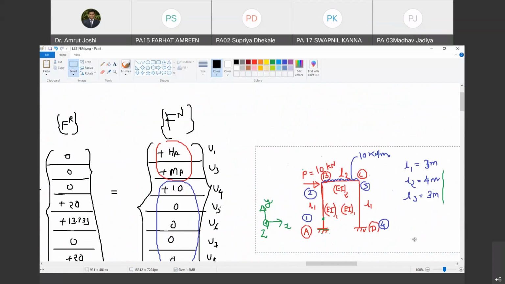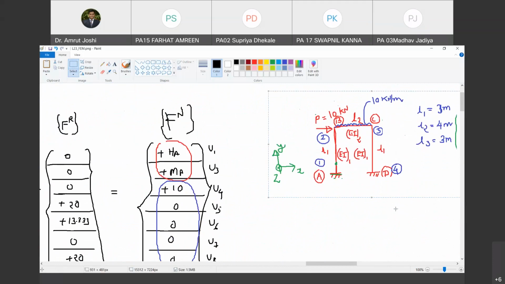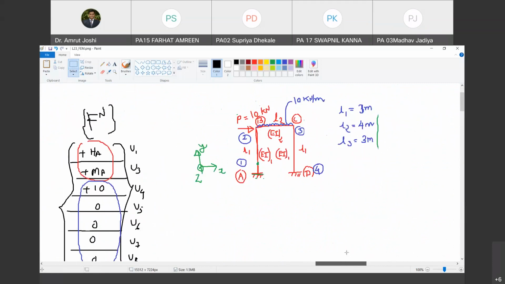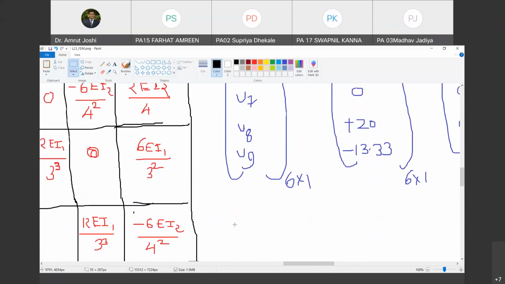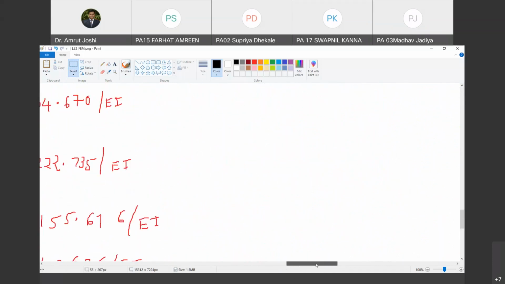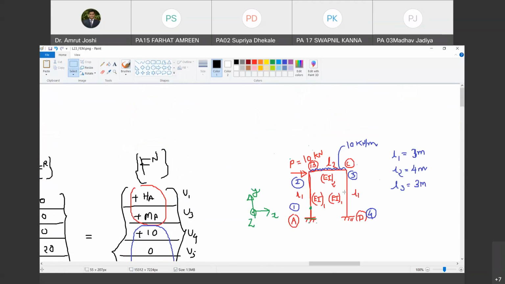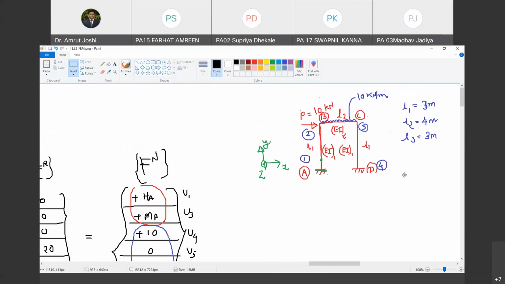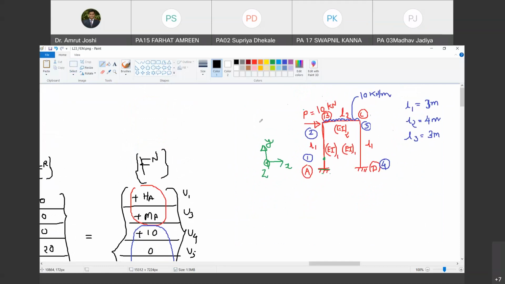Now, what we are going to do is a quick exercise where we are going to solve the same problem using the traditional stiffness matrix method. We are going to cross verify whether we get the same values of displacements or not. That gives us confidence in the finite element formulation that we have done. So let us quickly do that. I'm going to solve the problem in the traditional way.